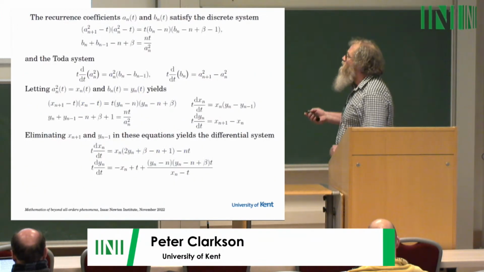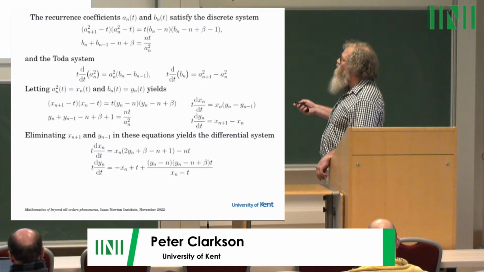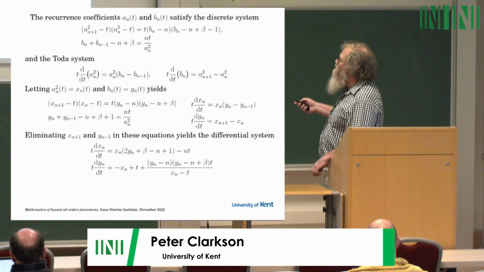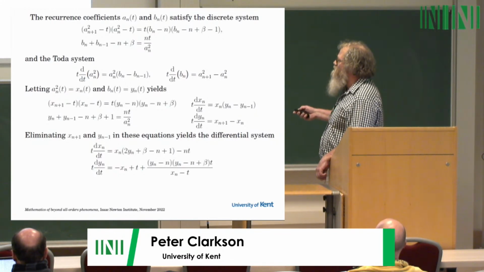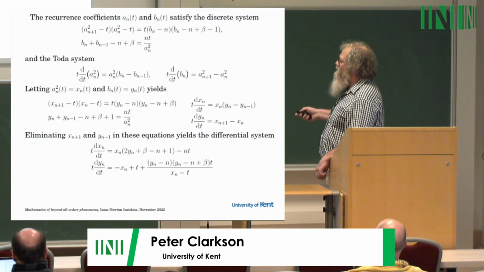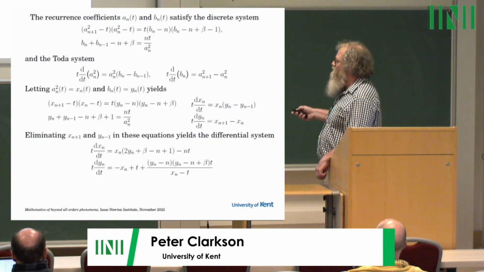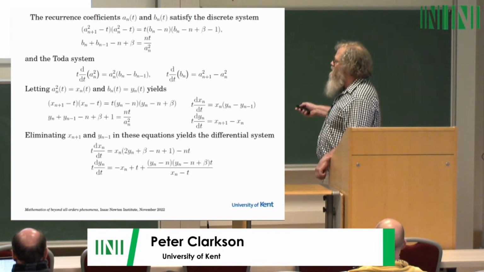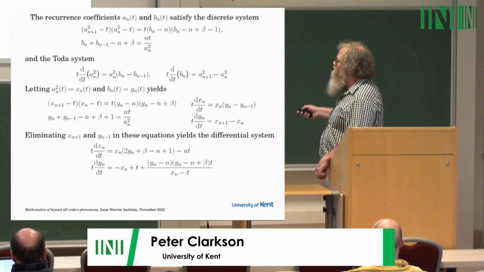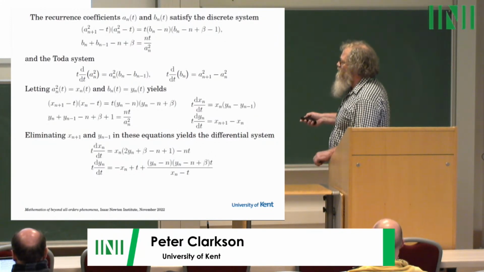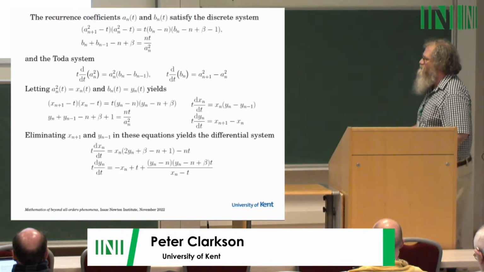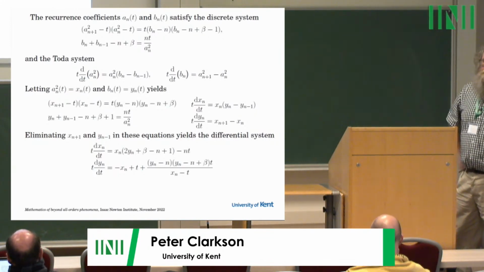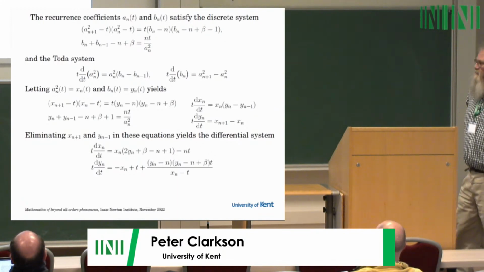So, because there's a parameter t involved, the recurrence coefficients satisfy not only the discrete equation, but also the Toda system. That's a well-known result. Now, if you let xn be an squared and bn be equal to yn, then this is what you get. And now, if you eliminate xn plus 1 and yn plus 1, you just simply get a differential system involving xn and yn.